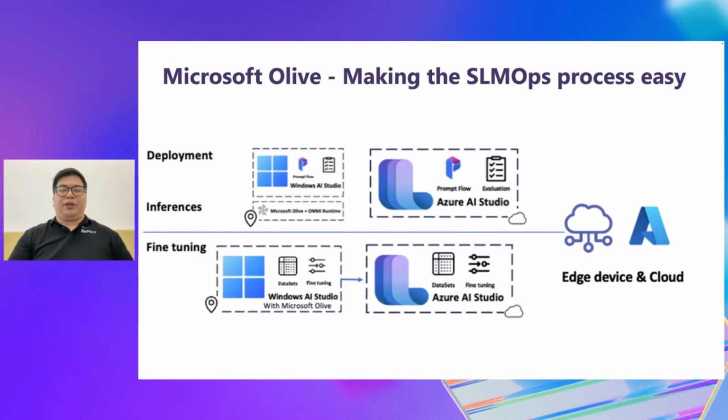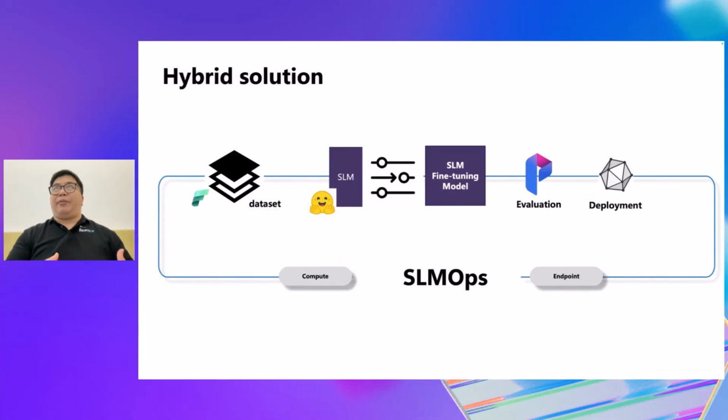Fine-tuning, including some Windows AI Studio. You can use Windows AI Studio to finish the fine-tuning. Of course, you can use the Azure AI Studio to fine-tune too. And for inference, you can use Microsoft Olive in your local environment to run inference on the model, set some inference options, and deploy the model in Azure or on edge devices. So you can see this scenario. This is the hybrid solution. You can use Olive to control all the data, fine-tuning, evaluation, and deployment for Phi-3.